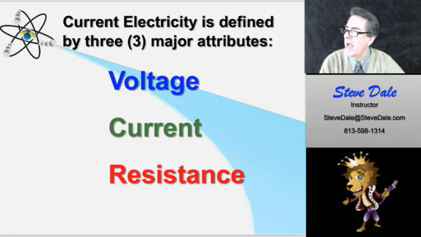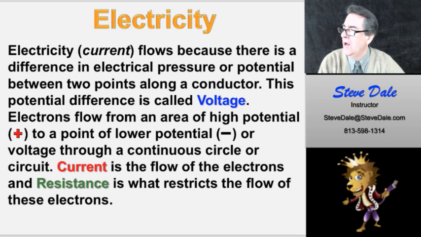There are three major attributes to current electricity: voltage, current, and resistance. Electricity or current flows because there is a difference in electrical pressure or potential between 2 points along a conductor. This potential difference is called voltage. Electrons flow from an area of high potential to a point of lower potential, or voltage, through a continuous circle or circuit. Current is the flow of the electrons, and resistance is what restricts the flow of these electrons.